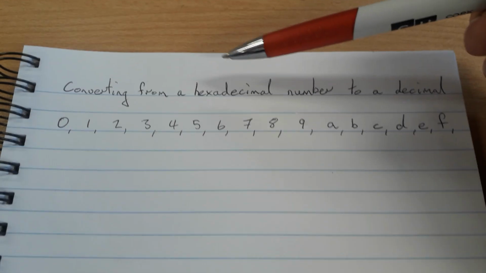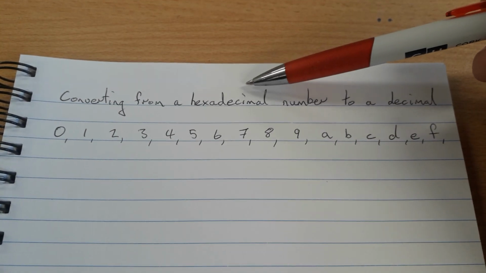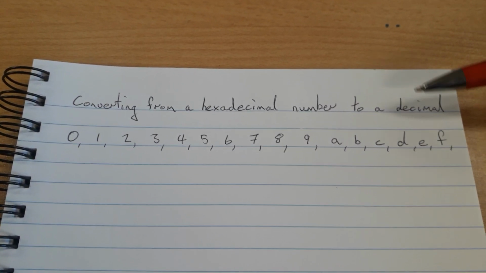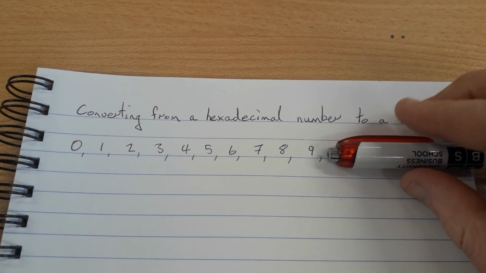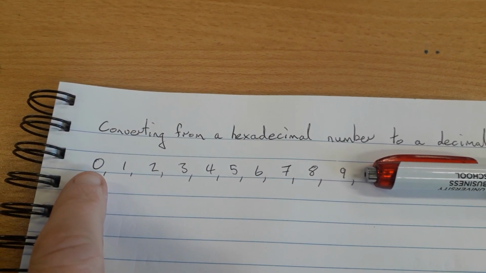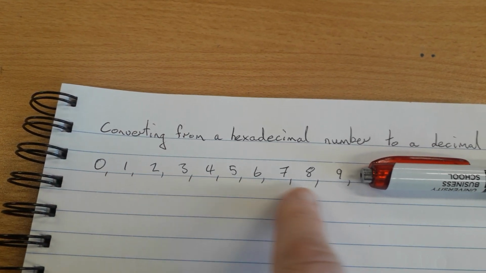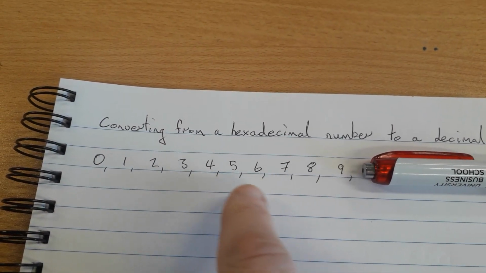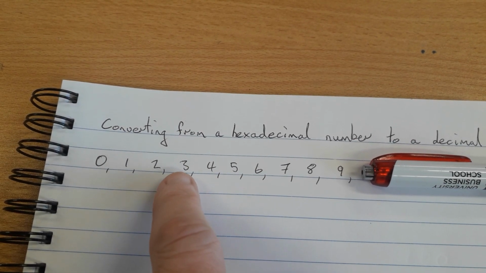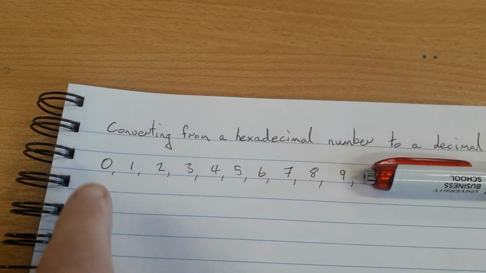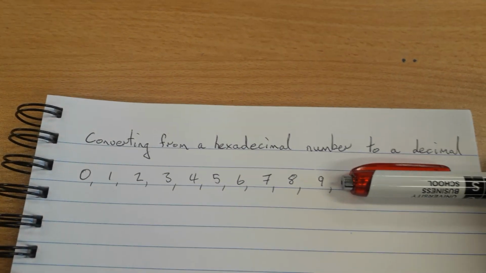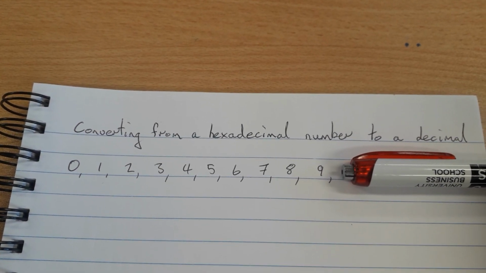Okay, hi all. So in this video, we're going to show how to convert from a hexadecimal number, a base 16 number, to a decimal number, a base 10 number. So just a bit of background. A decimal number, a base 10 number, is any number made up of a combination of these 10 digits. So like 567 is a decimal number, 34 is a decimal number, 80 is a decimal number. So it's a combination of these 10 digits, 0, 1, 2, 3, 4, 5, 6, 7, 8, 9.